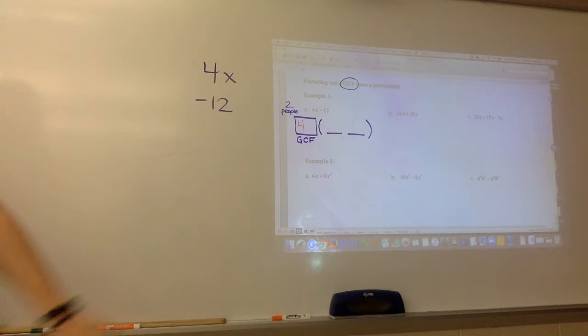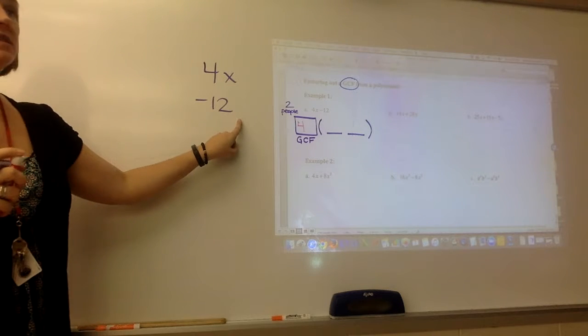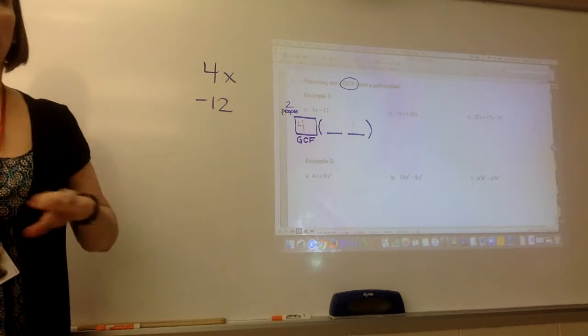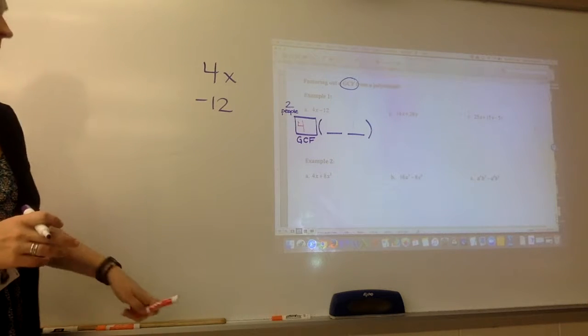Now here's a question. I have an x here. Do I have an x in the second one? Can I take an x from both of them? Yes or no? No. So I do not have an x in my greatest common factor.